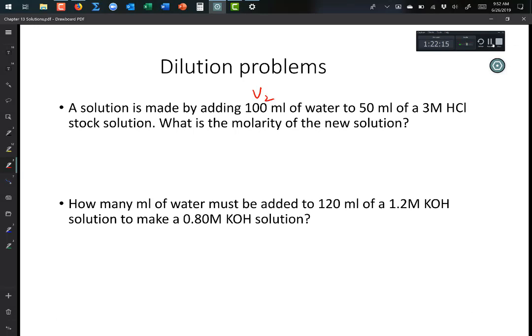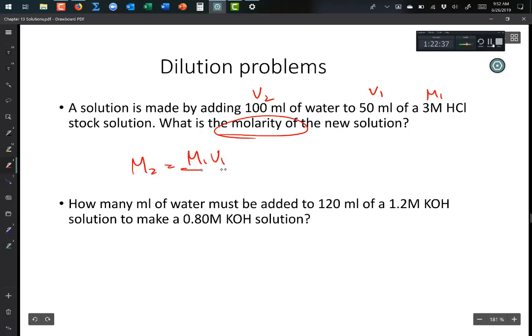Then what's the 50? Got to be the other one, right? V1. And then the 3 molar is M1, because it's with the V1, right? So now, it says, what is the molarity? So we're looking for M2. So M2 is equal to M1V1 over V2.